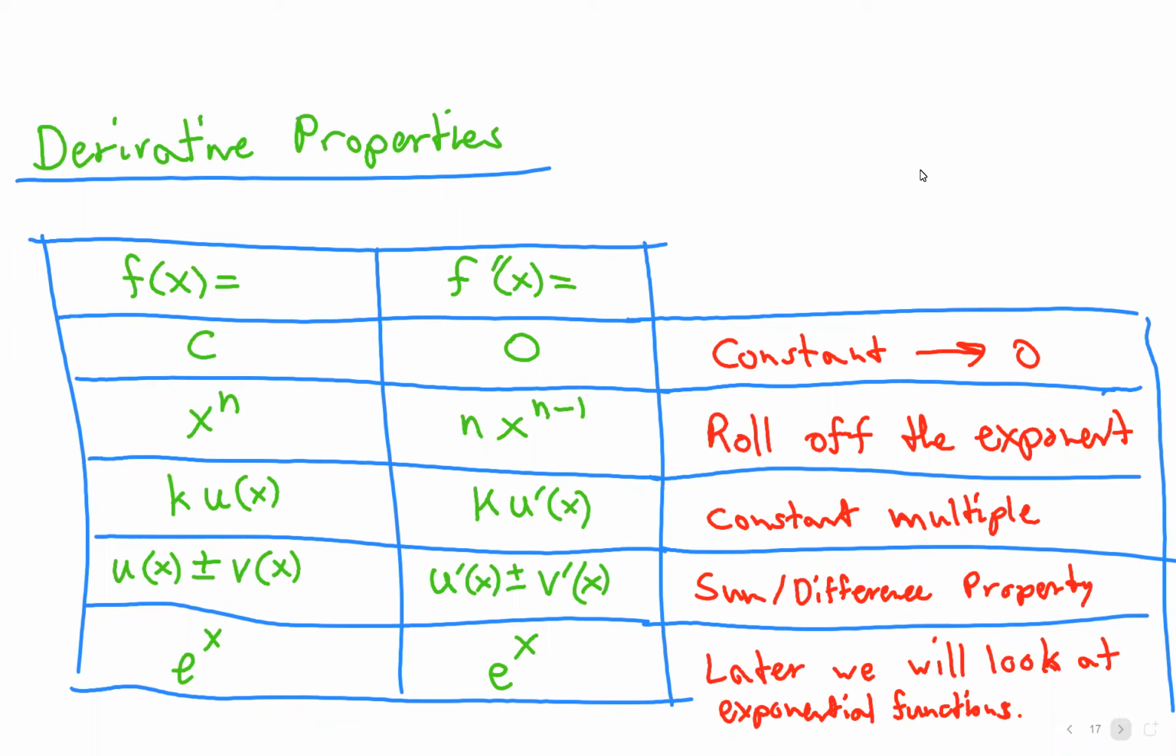We also have the rule for a power term of f of x equaling x to the n for some integer n. We would roll off the exponent, so we would get n in front with x to the n minus 1. And this can be shown fairly easily if we go through the process for f of x plus h minus f of x all over h as we take the limit of h going to 0.